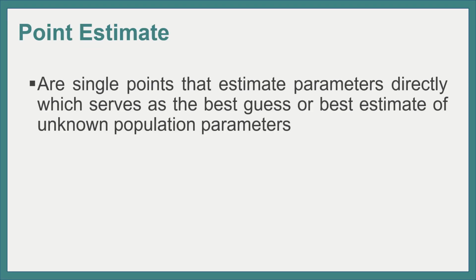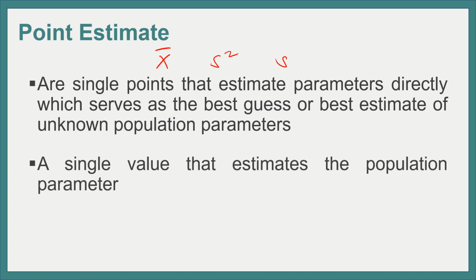So again, to define point estimate, it is using a single value. So these are single points that estimate parameters directly, which serves as the best guess or best estimate of unknown population parameters. So for example, we can have the value of the sample mean to estimate our population mean. We also have the value of our sample variance to estimate the population variance, or we can also solve for the value of the sample standard deviation in order to estimate the population standard deviation. So these are single values that estimate the population parameter.